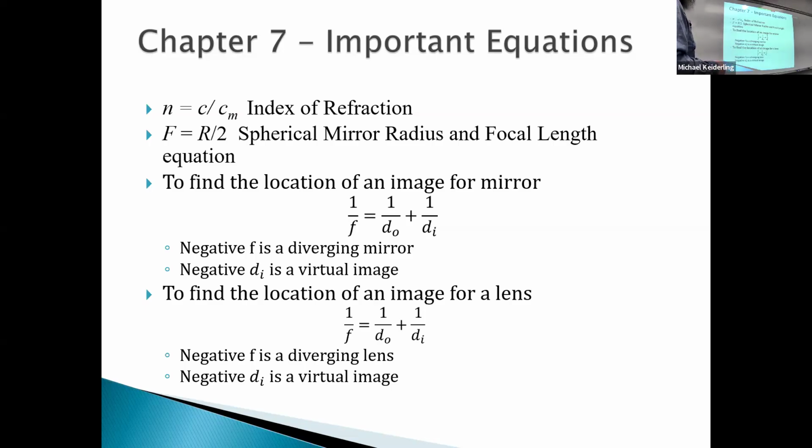To find the location of an image for a lens, 1 over focal length equals 1 over di plus 1 over do. Negative f is a diverging lens, which is thinner in the middle and thicker at the edges. Positive f is a converging lens, which is thicker in the middle and thinner at the edges. Negative di is a virtual image on the same side of the lens as the object. Because mirrors, you reflect; lenses, you pass through.